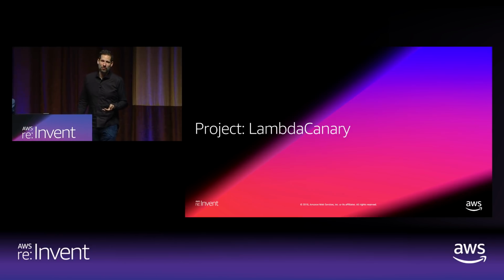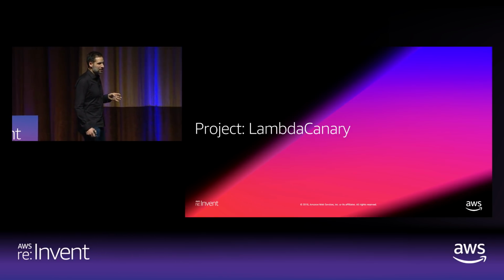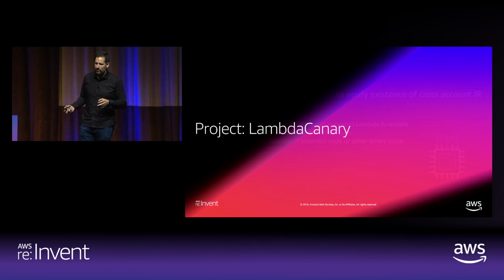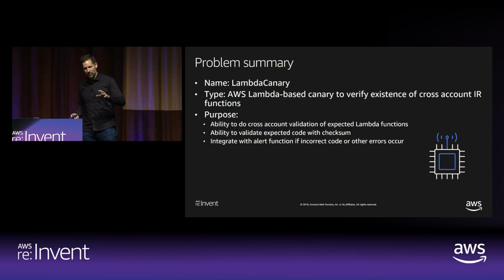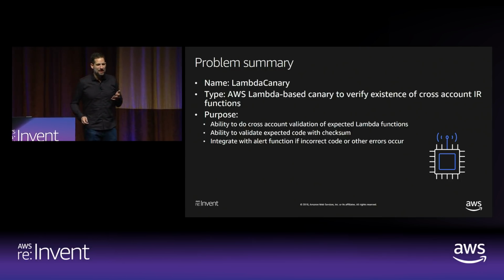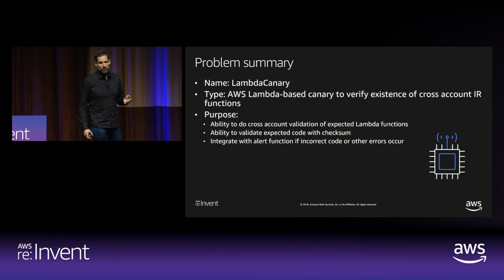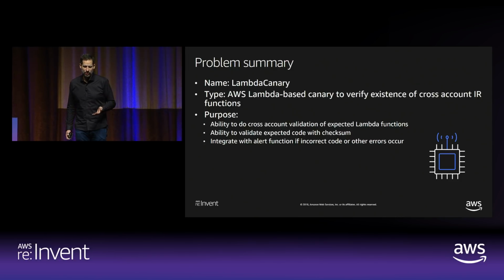So this is a common problem. People use Lambda functions, which is absolutely perfect. Spread them out over multiple accounts. Some cases, actually, we'll talk about that later. I'll talk about the actual problem summary first. So Lambda Canary is basically a Lambda-based canary to verify existence of cross-account incident response resources and functions. It can be used for any type of Lambda function, of course. It doesn't have to be incident response.